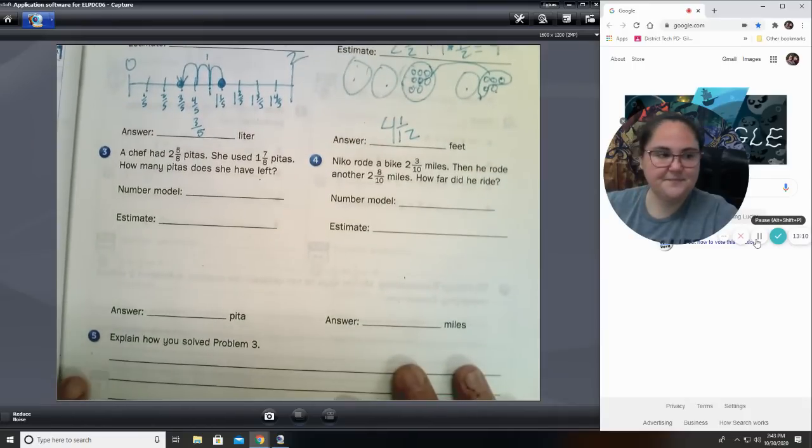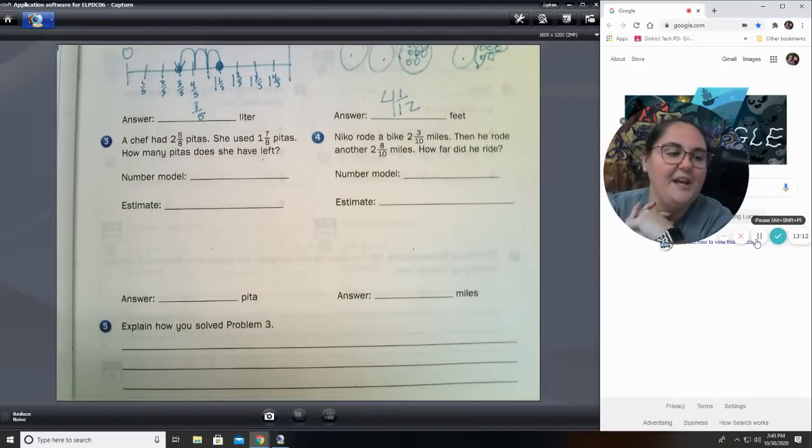Number 3. A chef had 2 pitas. Pitas are a kind of bread. Usually they call them pita pockets because it kind of looks like a little pocket. Imagine like a taco shell. For those of you that haven't seen it, it's almost like a taco shell made of bread, kind of.